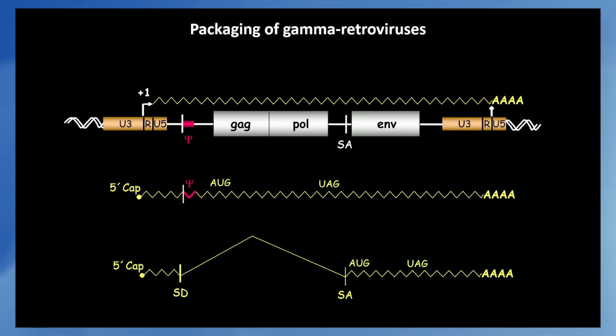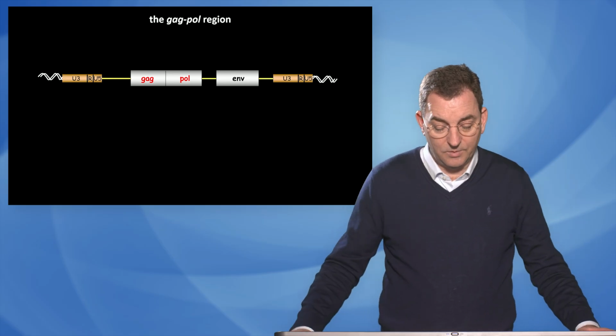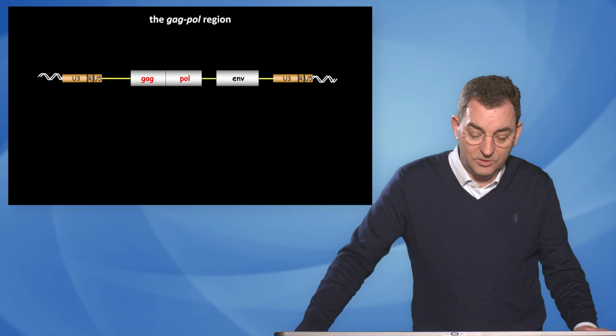And the packaging signal is directly behind the splice donor site, abbreviated with a psi, or called psi. That's the packaging signal, and that's what is spliced out in the form encoding the RNA species, encoding the envelope protein, so that only the full-size RNA is being packaged into the viral particle. So now, how is the GAG-POL region organized?